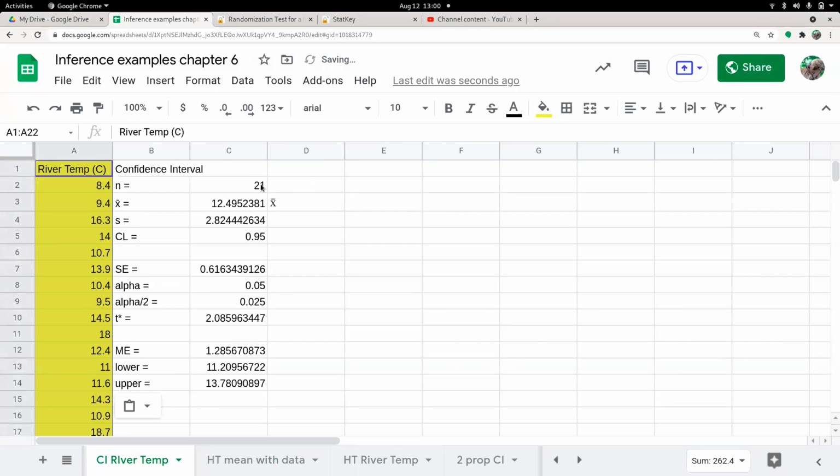All right. So it just says there are 21 numbers there, and that the average of those is 12.495. We knew that before. The standard deviation is 2.82. Here it says the confidence level is 95, which is what I was guessing at before. Based on the sample size and the standard deviation of the sample, we get a standard error of 0.616, same thing we saw before. Remember, alpha is what the tails have to share.